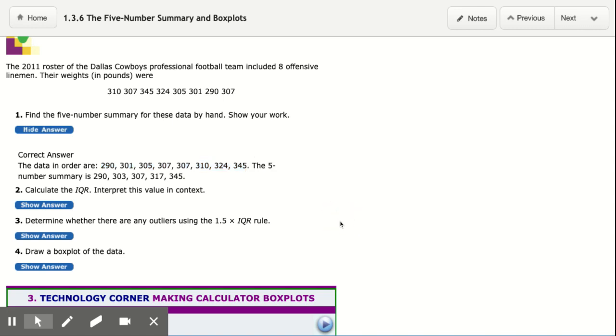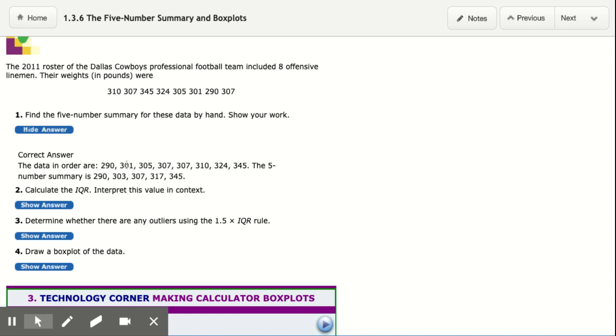Now, a reminder of the 5-number summary. 290 is your minimum value and 345 is your maximum value. 307 is the median. That is the spot in the middle of this group right here. So this is why 307 is here. The 317 comes from the middle of the upper half. If we were to go from the median over, that would be between 310 and 324. You have to add those two together and divide by 2, and that's where the 317 comes from.